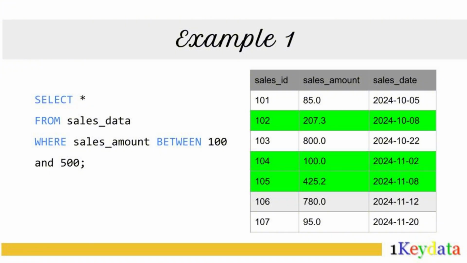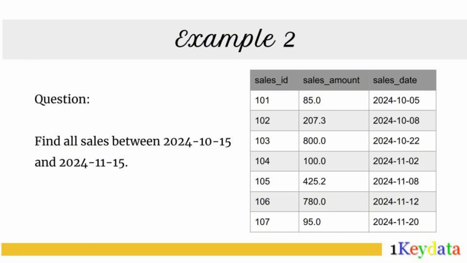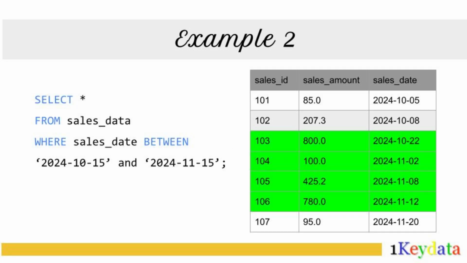Now let's look at date ranges. Suppose we want sales between October 15, 2024 and November 15, 2024. Here's the query. This filters the rows to only include those within the specified date range.